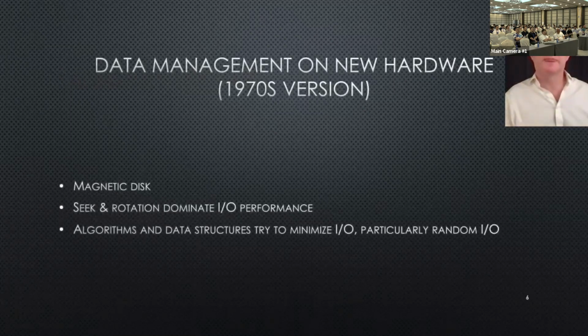In the 1970s, performance for database management systems was very much dominated by the performance of a magnetic disk. And seeks and rotations are very expensive, and so you designed your algorithms and data structures to minimize IOs, and particularly to minimize random IOs.